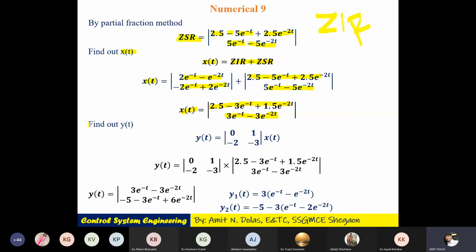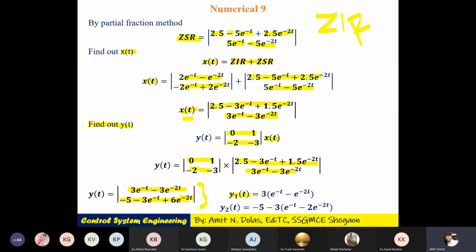Then how to find y? Y is given: the system matrix C into x, which we have calculated. So compute the system matrix into x. After computation, you'll get this. Y of t is equal to 3 e raised to power minus t minus 3 e raised to power minus 2t. Second element: minus 5 minus 3 e to the power minus t plus 6 e raised to power minus 2t.